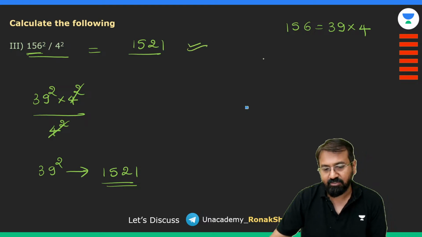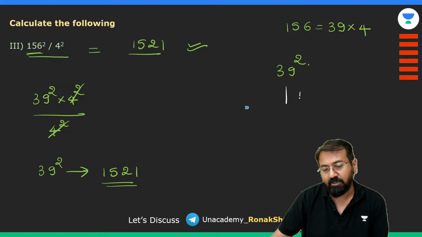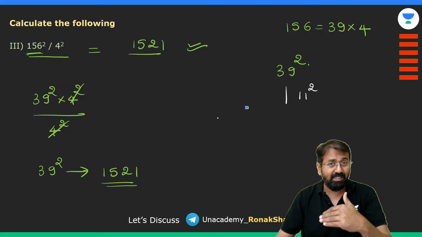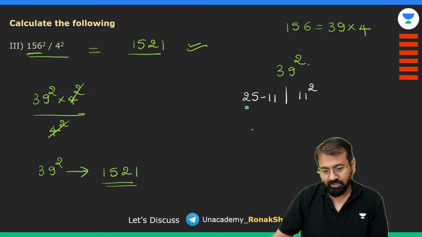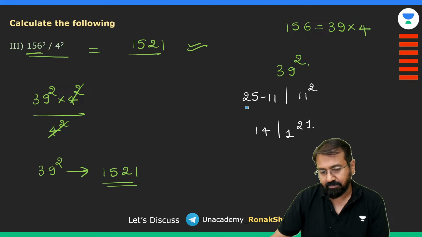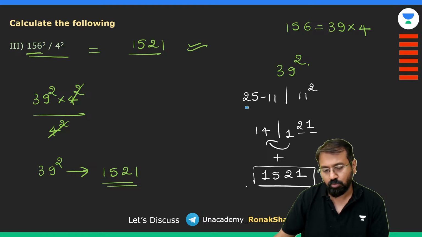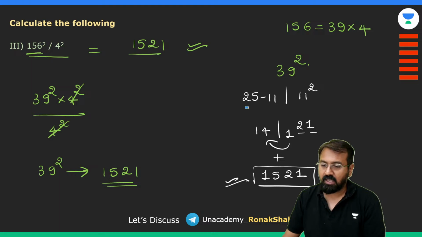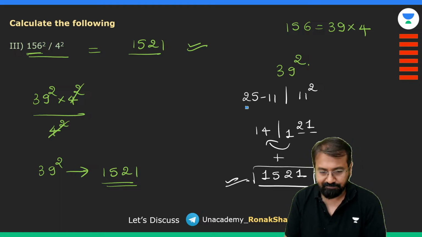Once again, let me show you how we calculate 39 square, guys. In 39, the right part will be 11 square because 39 is 11 less than 50, and the left part will be 25 minus 11. So 25 minus 11 is 14 and 11 square is 121. So keep 21 over there, 1 carried over. So it will come out to be 1521. Yes or no? So that's our answer, not 1531. Guys, you are committing some silly mistakes.